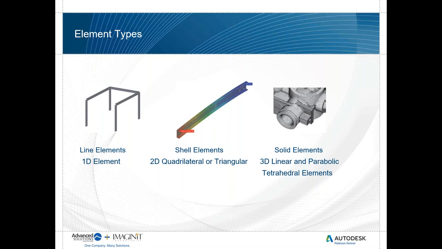A shell element is a 2D element and is considered to be a thin wall element. So in other words, I've got a component, I've got a part here that has thin walls in regards to the overall size. All right. And the last one is solid elements, where we're talking about 3D elements here. All right. And they can come in two different categories. Linear and parabolic tetrahedral elements. All right, linear just meaning straight, parabolic meaning they can curve.